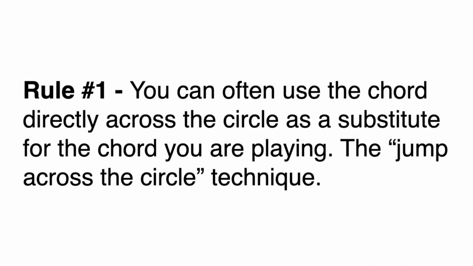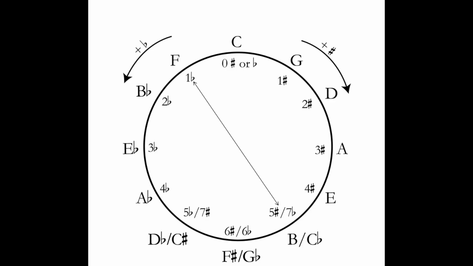So there are 3 rules that we looked at. Rule number 1, you can often use the chord directly across the circle as a substitute for the chord you are playing. So say, for example, you're playing this progression, C minor 7, F7, B flat. You can go directly across the circle to find a substitute for that F7 chord.